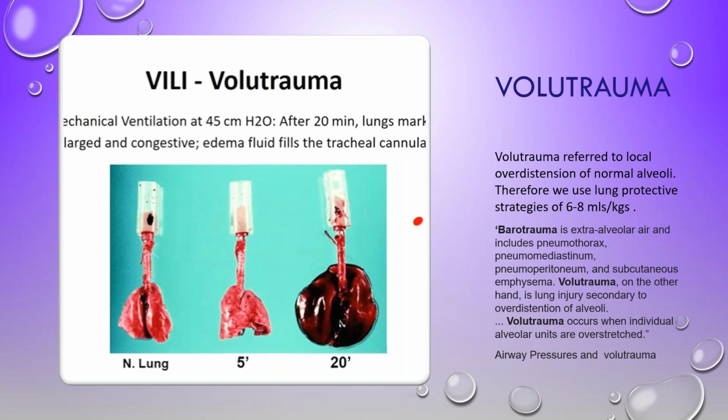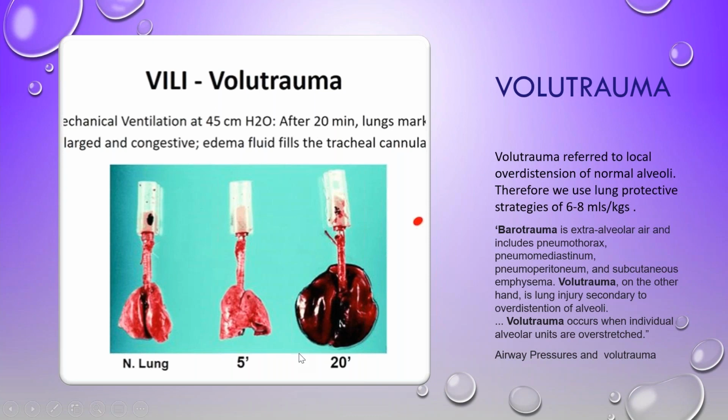Barotrauma is extra-alveolar air, and this can include a pneumothorax, pneumomediastinum, a pneumoperitoneum, and subcutaneous emphysema. And we see this often in these children. Often there is a pneumothorax, and when we get to morbidity and mortality meetings, it is not always discussed, and it should be discussed. So now you can see what these lungs look like. This is a normal lung. This is after 5 minutes, and this is after 20 minutes. Look how much larger, congested, and how much edema is in these lungs.